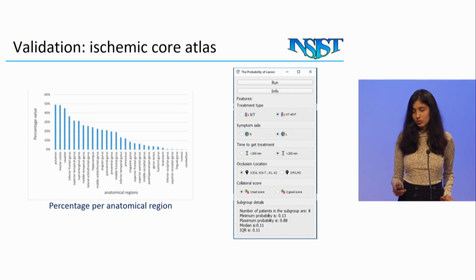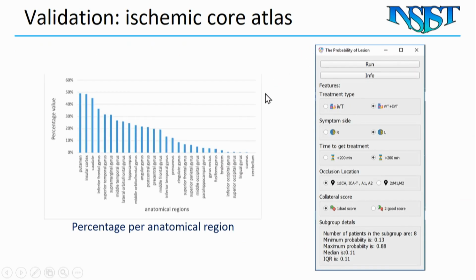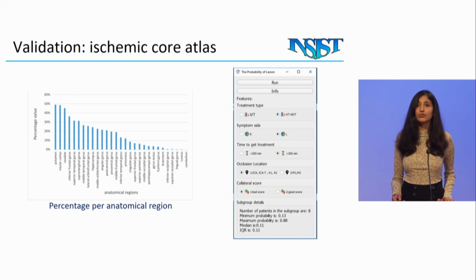Furthermore, the ischemic core atlas was used to generate the percentage of the anatomical regions that are most influenced or most affected due to an occlusion, and we also made a graphical user interface that allows the user to select the kind of clinical characteristics that are of interest, and then it can generate such probability maps and also give the percentage of the most important anatomical regions that are affected.